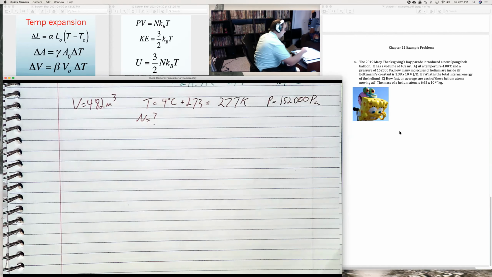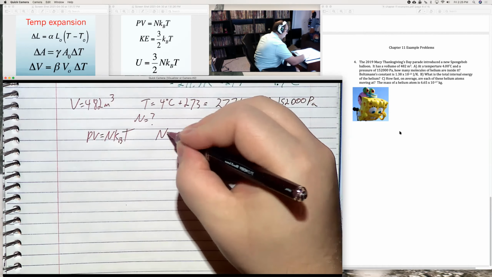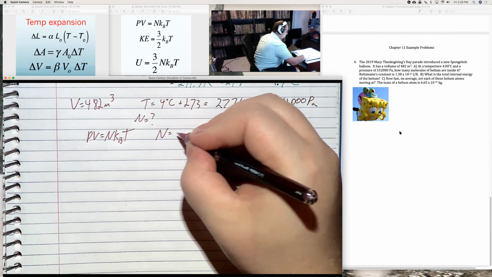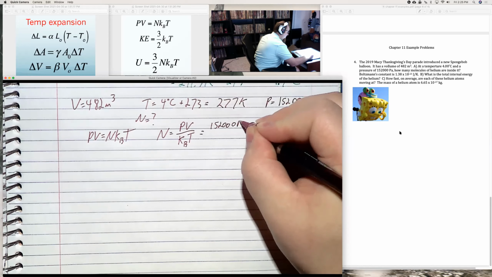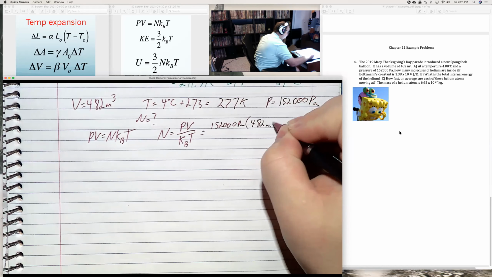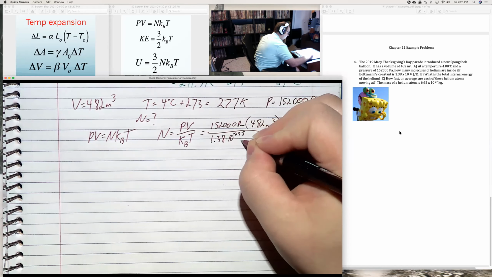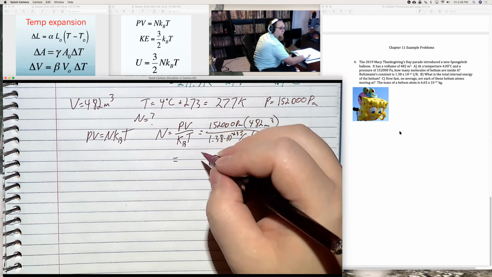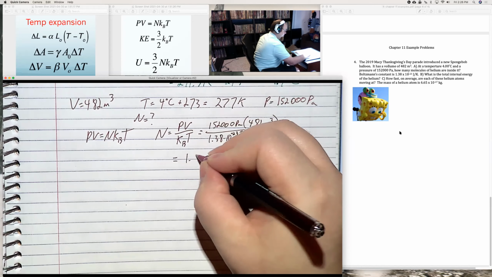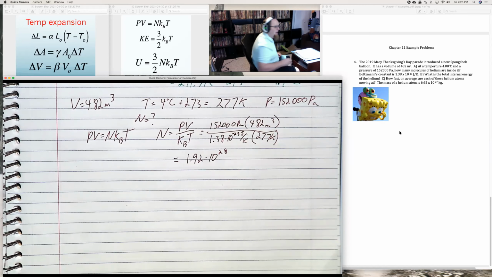Well, this is the same idea as last time. I'll say PV equals NkT, and I'll solve for N. I'll just divide both sides by kT, and say it would be the pressure times the volume over k times T. If you ever don't get a huge value for N, you know you messed up somewhere. N will always be massive.